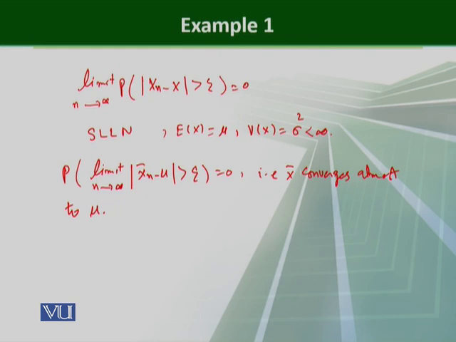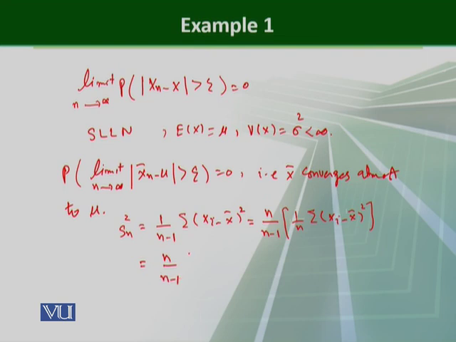Now recall that s square n, that is 1 over n minus 1 sum xi minus x bar square, and that can be written, just multiplying and dividing by n, that is n over n minus 1 into 1 over n sum xi minus x bar whole square, and this can be written as n over n minus 1 into sum x square over n minus x bar square. So we call this equation 1.